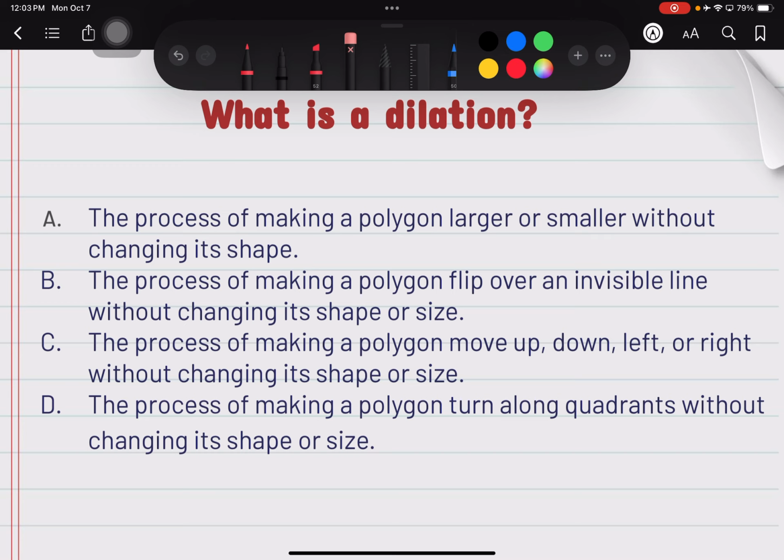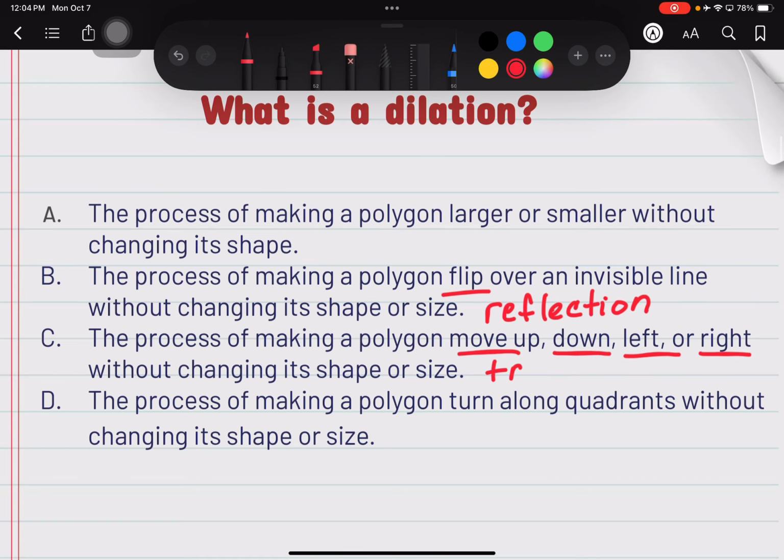First off, hold on. Those of you who said B, read B. The process of making a polygon flip. What does flip mean? Reflection. So if you pick B, ain't no way it's a dilation. C, those of you who had 3 fingers in the air, the process of making a polygon move up, down, left, or right. It can't be translation and rotation. Translation is the only thing that moves left, right, up, or down.